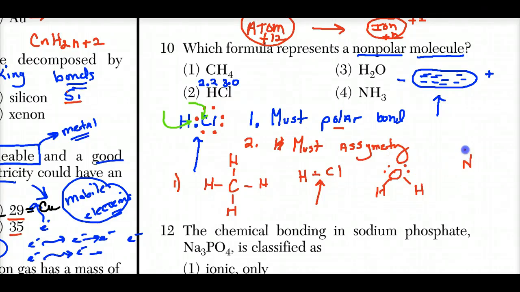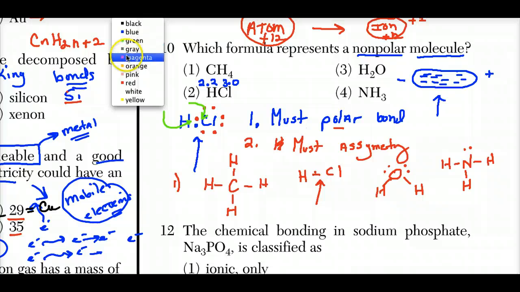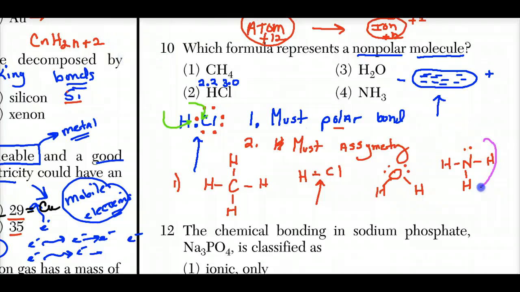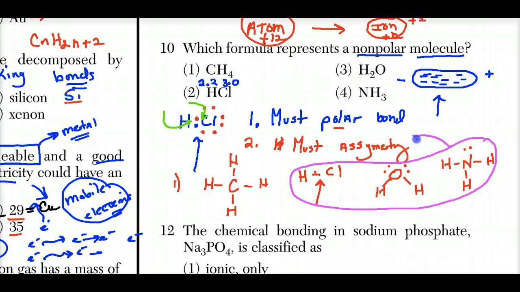And ammonia, okay, if you do a Lewis dot diagram, looks a lot like this. So it has polar bonds, and it is also asymmetrical. So these 3 here are all polar molecules because they follow these 2 rules to be polar molecules.